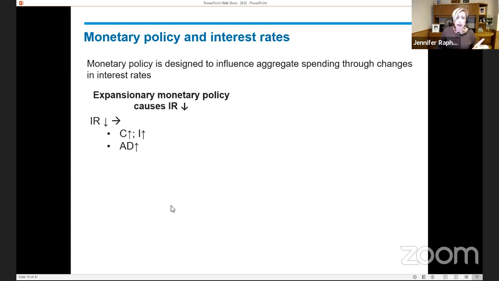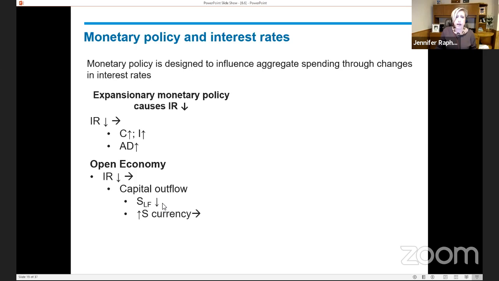But we've also now added this idea of what happens to capital flows when interest rates change. So expansionary monetary policy in an open economy that causes interest rates to fall is going to lead to capital outflow. So let's connect all the dots. The supply of loanable funds is going to go down, right? It's going to decrease. People want to, when the interest rate falls, people want to buy financial assets in other countries. In order to do that, they sell their existing financial assets, right? The supply of loanable funds goes down.